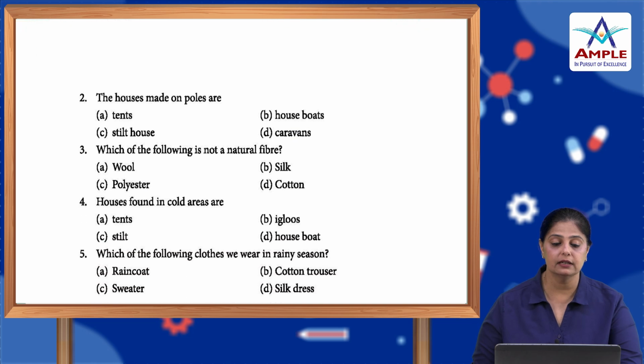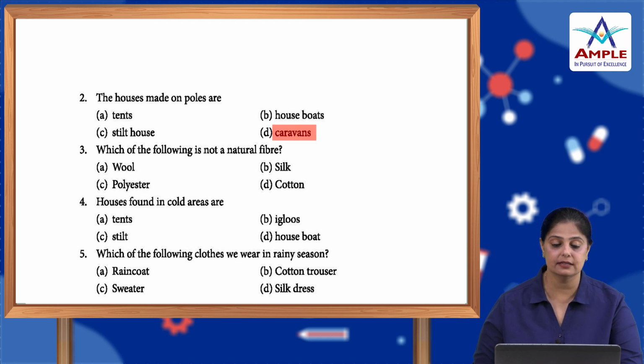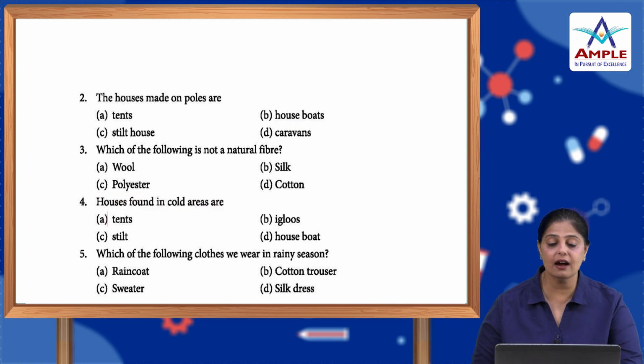Now, next. The houses made on poles. They are tents, houseboats, stilt house or caravans? Houses made on poles, they are stilts. Which of the following is not a natural fiber? Wool, silk, polyester or cotton? It is polyester. Houses found in cold areas are tents, igloos, stilt or houseboat?